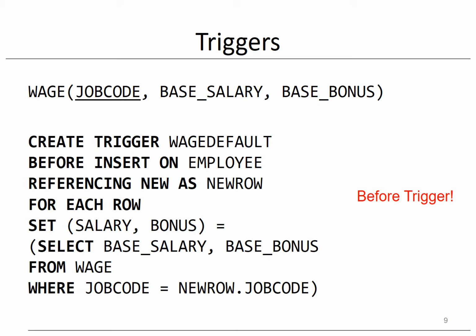Create trigger wage default, before insert on employee, referencing new as new row. For each row, set salary, bonus equals select base salary, base bonus from wage where job code equals new row dot job code. This before trigger first retrieves the base salary and base bonus values for each new employee tuple and then inserts the entire tuple in the employee table.